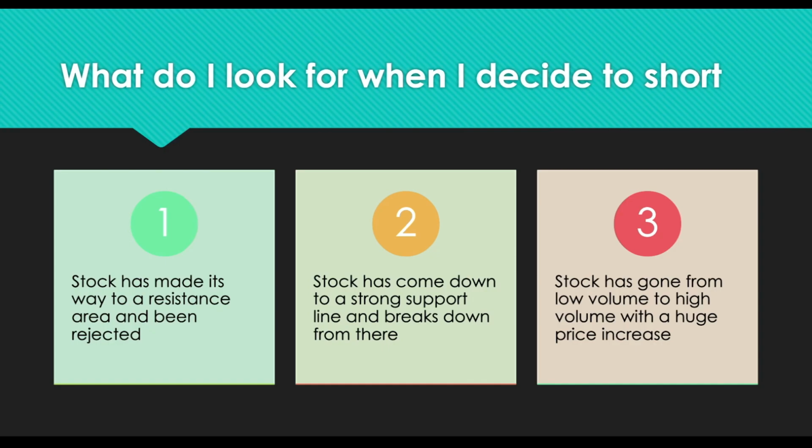Number three, the stock has gone from low volume to high volume with a huge price increase during market time. This is what I refer to as a gap and crap. When a stock shows no interest in moving and then all of a sudden a huge amount of buying volume comes in, it pushes the stock really, really high. That's generally a good time to short. The buyers will die off quickly and the stock will begin to inevitably fall.